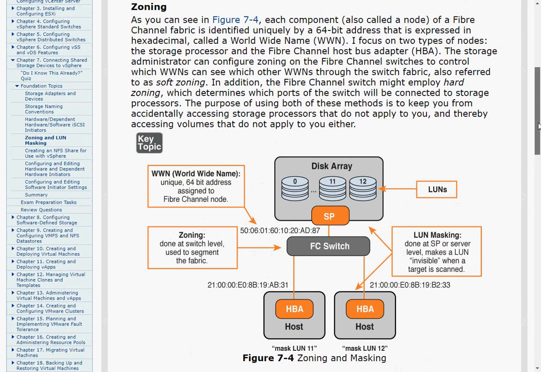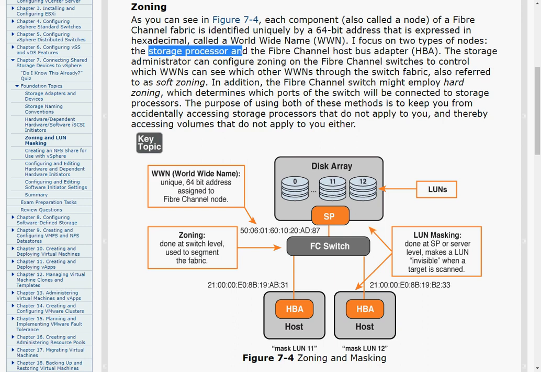Do you remember, and I'm always going to screw up the name, the worldwide name? Okay, it's a 64-bit name address, and it needs to be unique throughout the world. The idea here is to uniquely identify the storage processor and the fiber channel host bus adapters, or the HBA. And so you'll see here we have your fiber channel host bus adapters. You have two of them, and you have your storage processor right here. And they're going to be identified with these numbers.